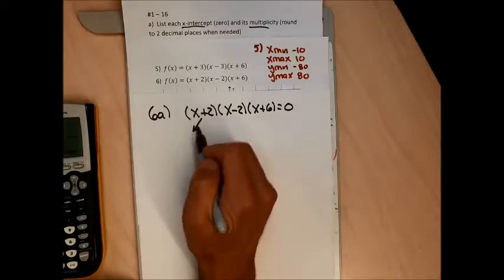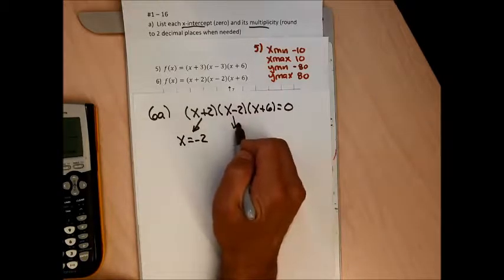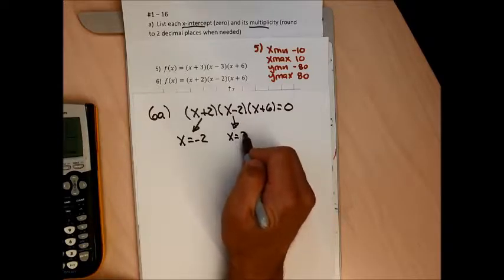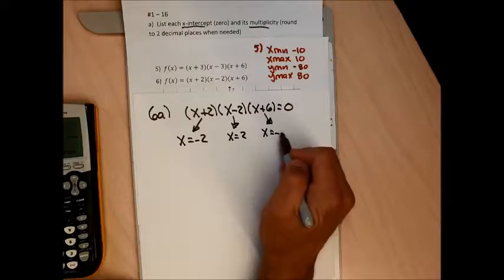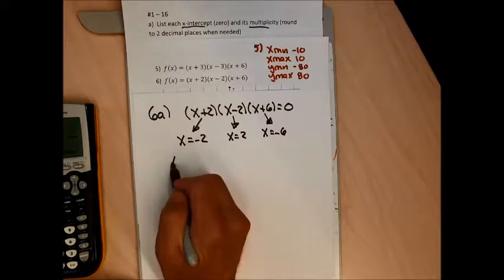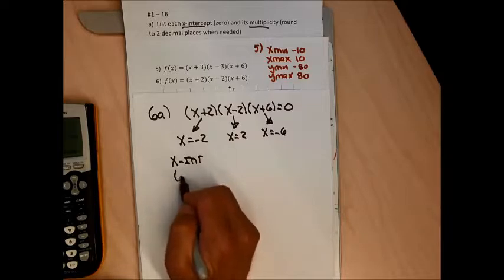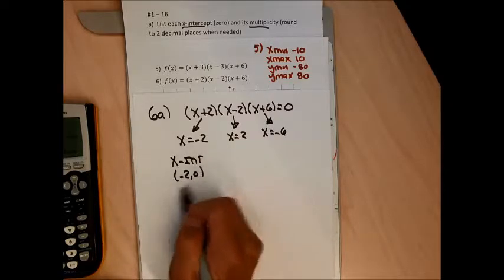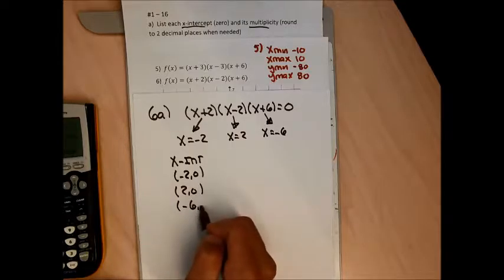This, when I set it equal to 0, is going to give me x equal to negative 2. This, when I set it equal to 0, is going to give me x equal to positive 2. This, when I set it equal to 0, is going to give me x equal to negative 6. My x-intercepts, there's going to be 3 of them. It's going to be the points negative 2, 0, positive 2, 0, and negative 6, 0.